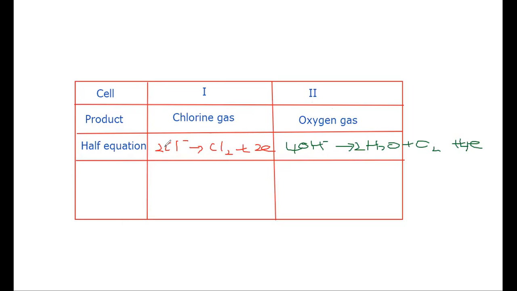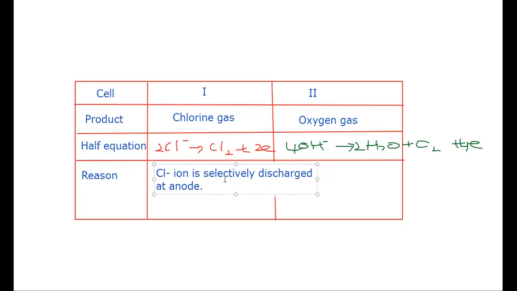Now, how do you come to this selective discharge of this? So, we are going to write your reason here. What is the reason? Then you can say the reason. First part, what can you tell? You can say that the chloride ion is selectively discharged at anode.